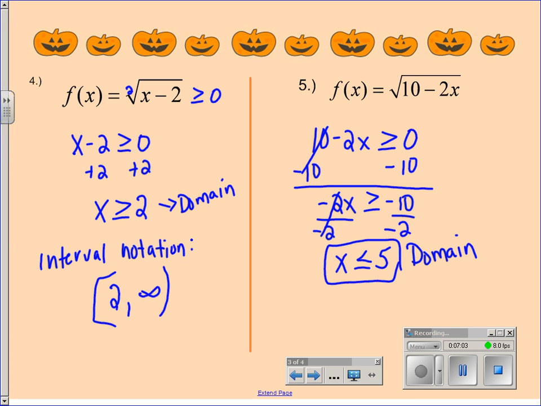Interval notation. What is my lowest? And if it's less than, it's going to be negative infinity. Now remember, infinity is always soft. What is my highest that it can be? 5. Can it be 5? Yes, so it's hard bracket. So these are restricted domains. It's with your even roots of your radicals and your fractions. So that's why it's called restricted domain.